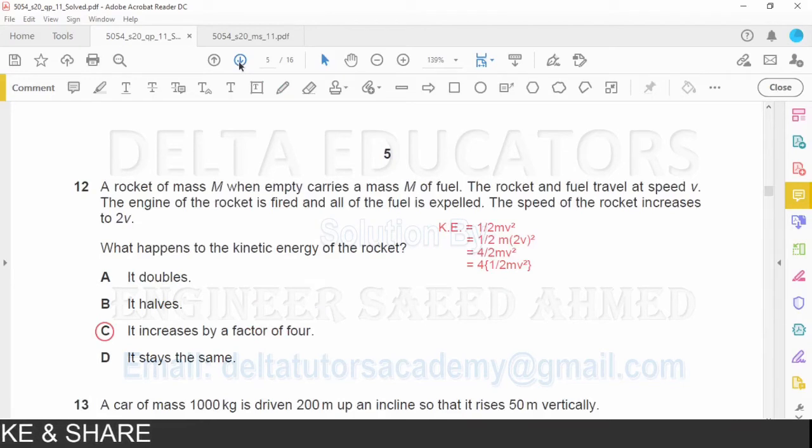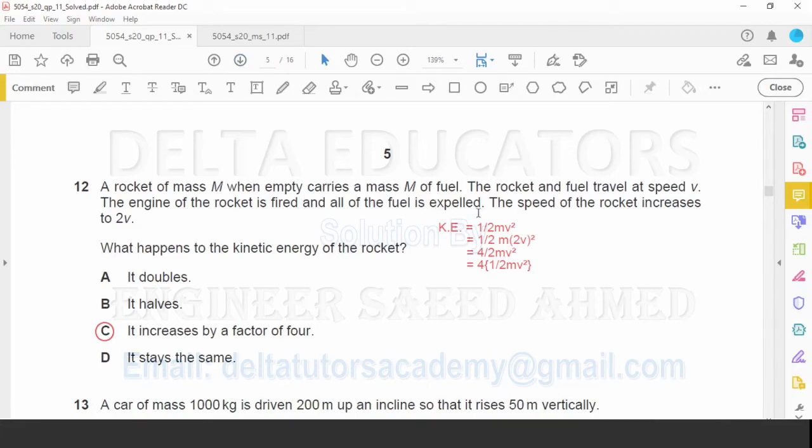Question number 12. A rocket of mass m, when empty, carries a mass m of fuel. The rocket and fuel travel at speed v. The engine of the rocket is fired and all the fuel is expelled. The speed of the rocket increases to 2v. What happens to the kinetic energy of the rocket?